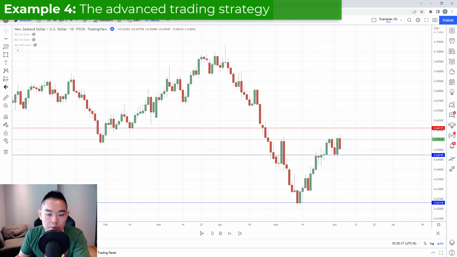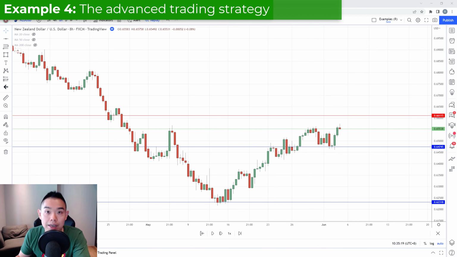Okay, so if you go back to the 8-hour time frame, it looks something like this. At this point, now we have multiple targets. This green is our entry. This red is our stop loss. And this blue here, we call it TP1, our first target. And this one is our second target.